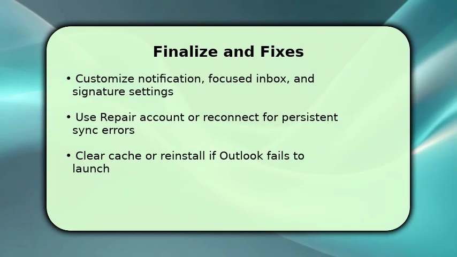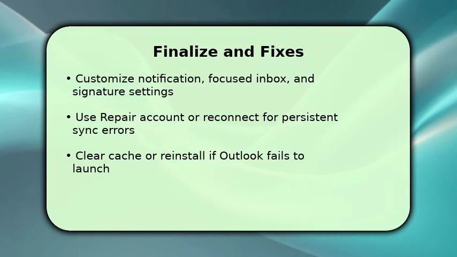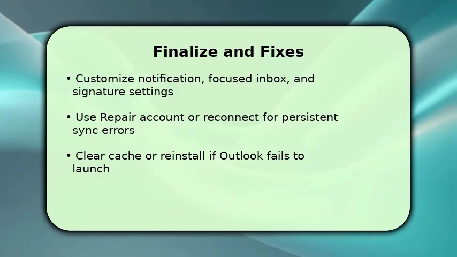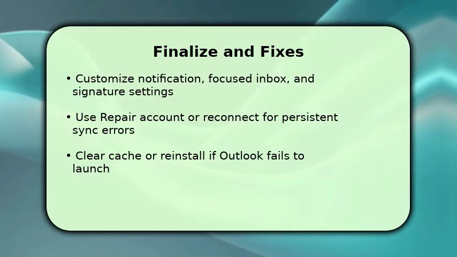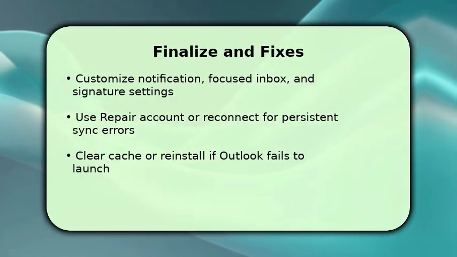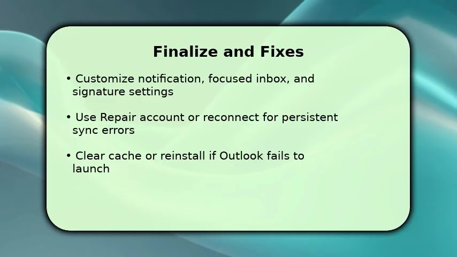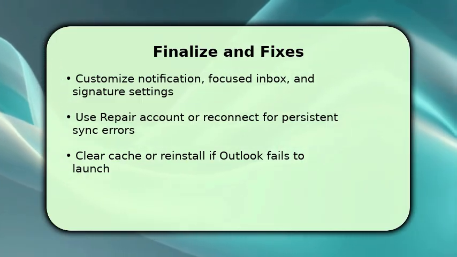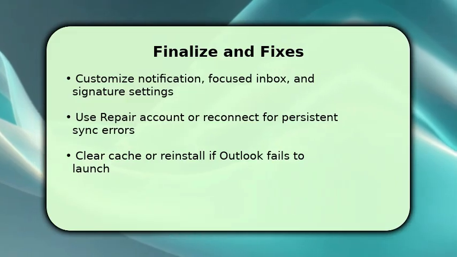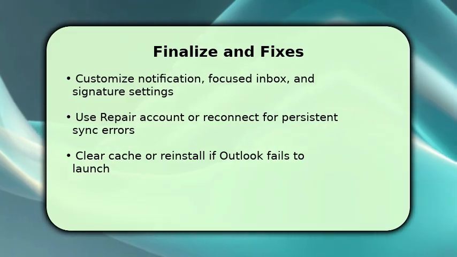To finish, personalize notifications, set a signature, and enable focused inbox if desired so your workflow is efficient. Once done, test sending and receiving with a small email and verify calendar entries sync. If mail fails to sync, go to Account Settings and run Repair or Remove and re-add the account. Why? Repairs refresh authentication and server mappings.